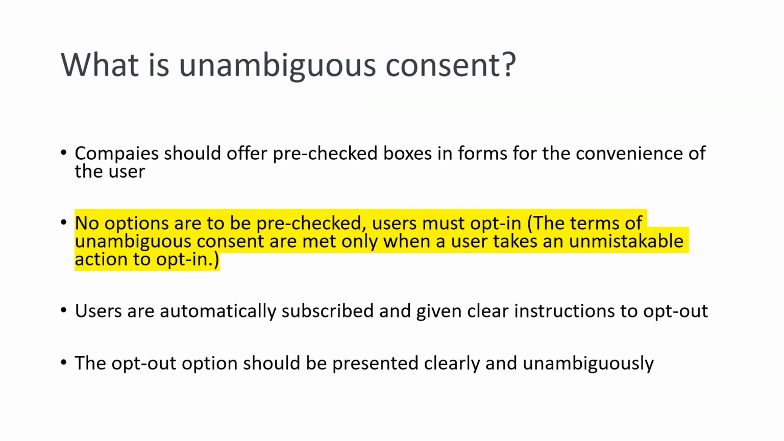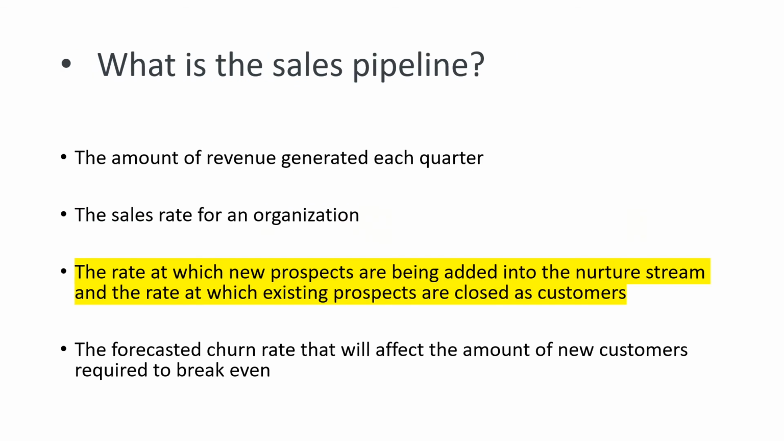248. What is unambiguous consent? No options are to be pre-checked. Users must opt in. The terms of unambiguous consent are met only when a user takes an unmistakable action to opt in. 249. What is the sales pipeline? The rate at which new prospects are being added into the nurture stream and the rate at which existing prospects are closed as customers.